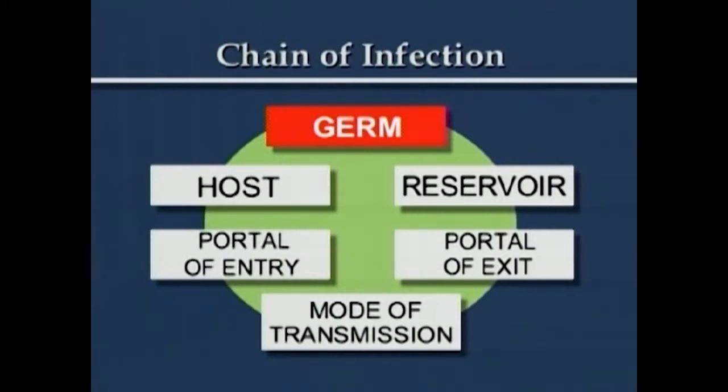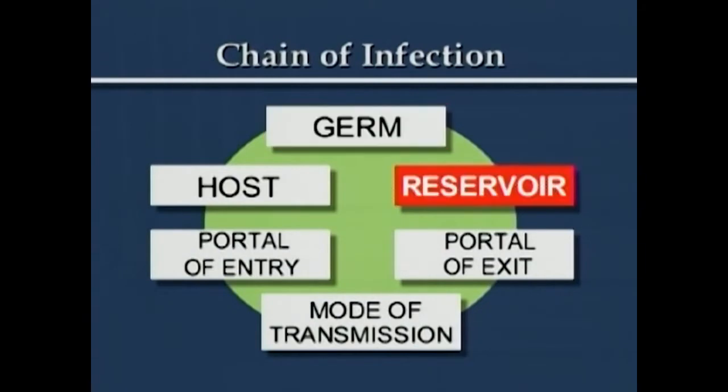The chain of infection begins with the infectious agent, or the microorganism, or put more simply, the germ that is causing the disease. However, in order for that germ to become strong enough and abundant enough to cause an illness, it must have a reservoir or a place to grow.